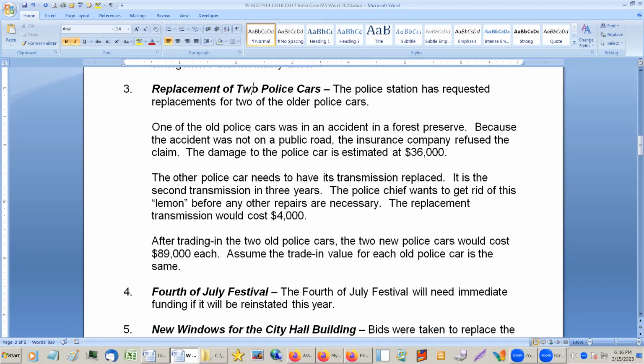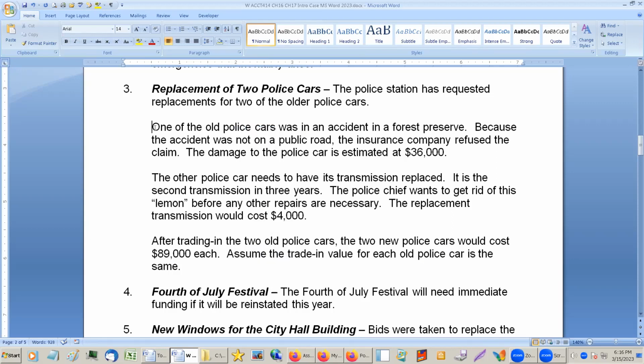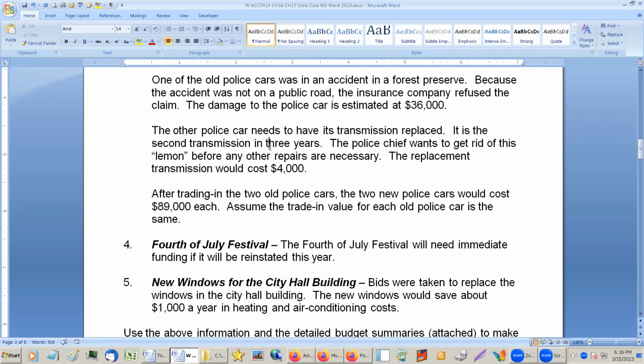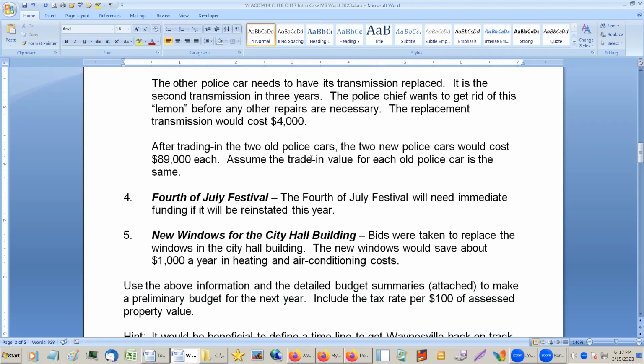Okay, replacement of the two police cars. One of the police cars was in an accident in the forest preserve. Because the accident was on a public road, the insurance company refused the claim. The damage to the car was estimated at $36,000. The other police car needs to have its transmission replaced. It is the second transmission in 3 years. The police chief wants to get rid of this lemon before any other repairs are necessary. The replacement transmission would cost $4,000.